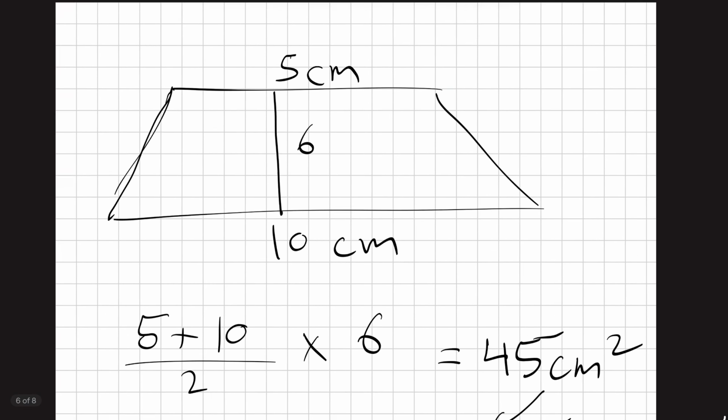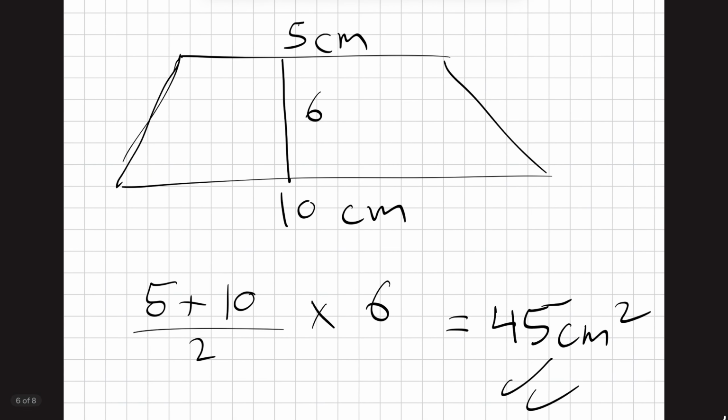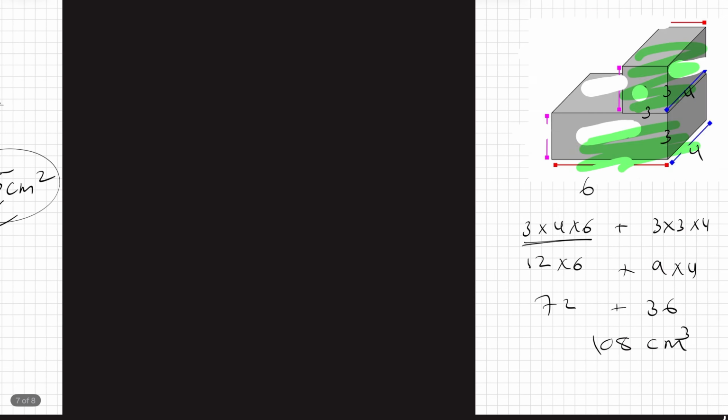Here we have a trapezium. The area of a trapezium is b1 plus b2 over 2 times the height. So 5 plus 10 is 15. 15 divided by 2 is 7.5. 7.5 times 6 is going to be 45 centimeters squared. Okay, guys, that's the revision.